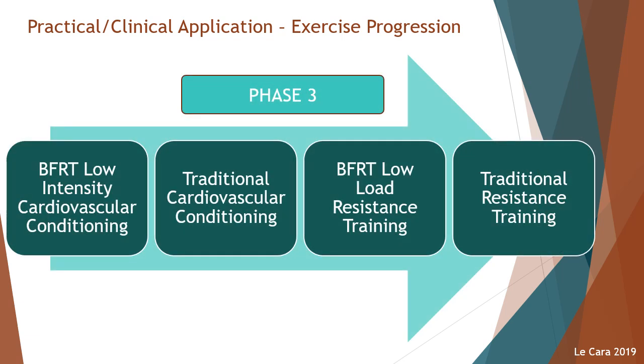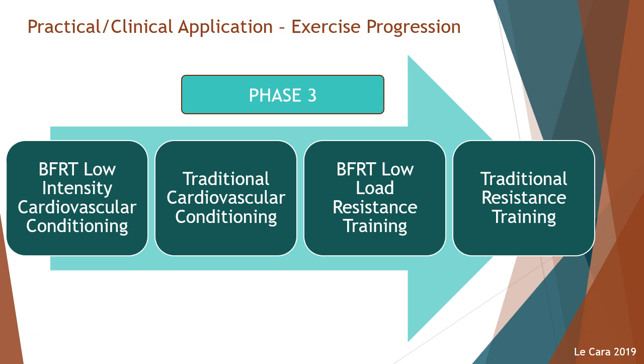And then your phase 3 is you're going to be doing your low load BFR intensity with your cardiovascular conditioning. You can potentially increase the intensity a little bit, or you can use the hybrid model where you're going back and forth across either a training block or within a given week between your low load and your higher intensity cardiovascular conditioning or energy system training, whichever you prefer as far as nomenclature. And then same thing with the BFR low load resistance training. You're integrating this into your traditional resistance training.